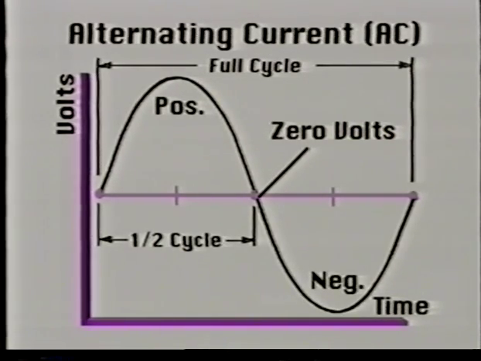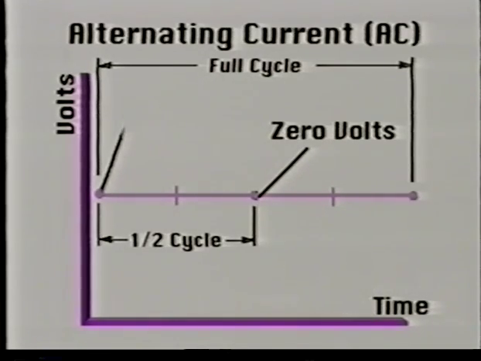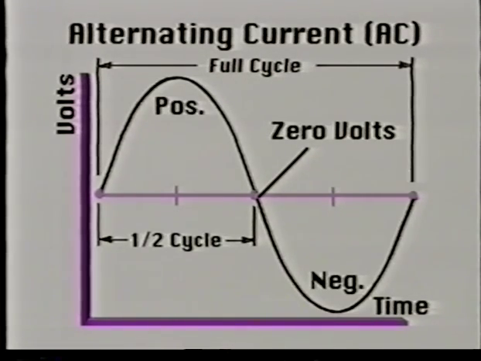A sine wave is used to show alternating current. Note how the sine wave begins at 0, cycles positive, swings back to 0, and then goes negative. The electrons are reversing direction in the circuit from positive to negative.